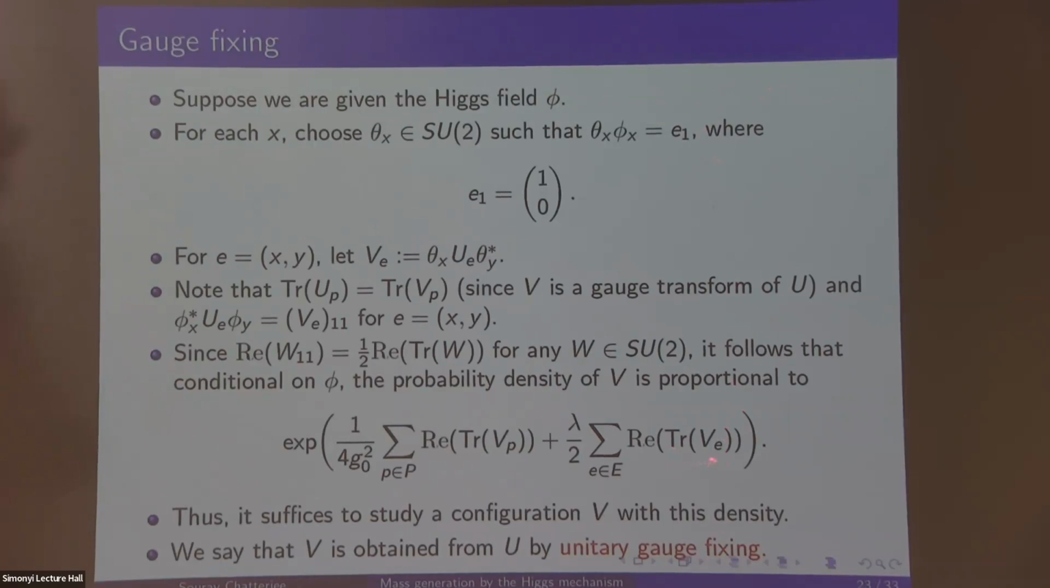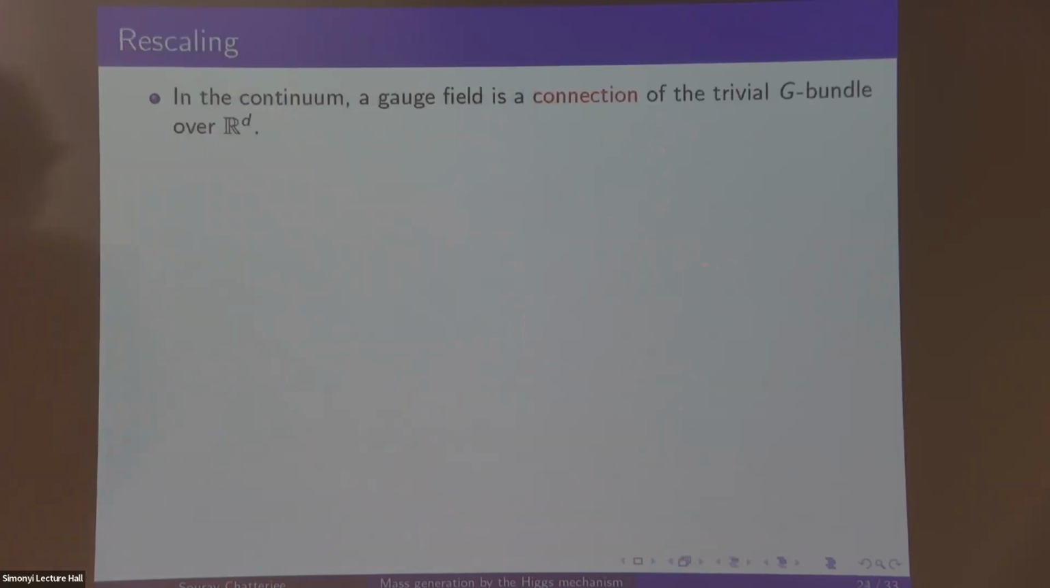As opposed to if you didn't have the Higgs field. Yeah. So this worked because I took the Higgs field to be uniformly distributed, the base measure to be on the sphere. Okay.